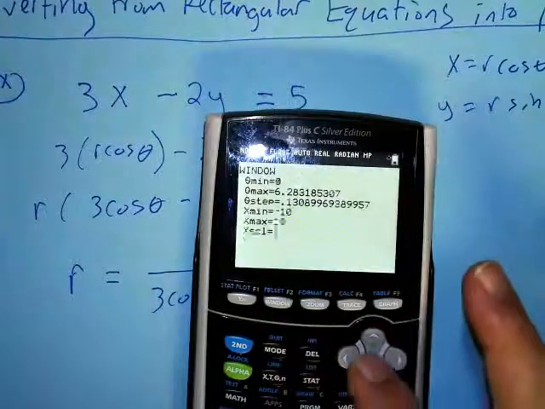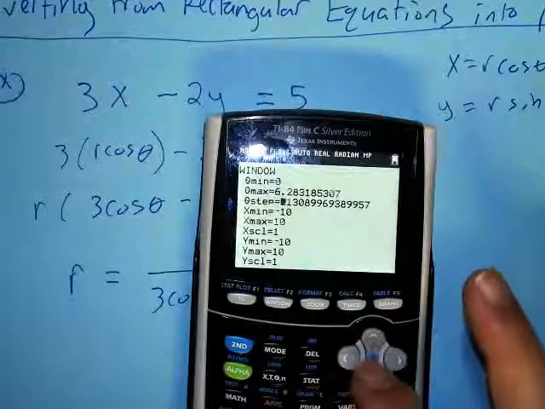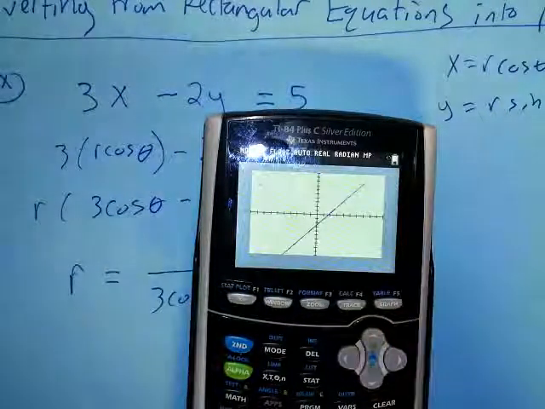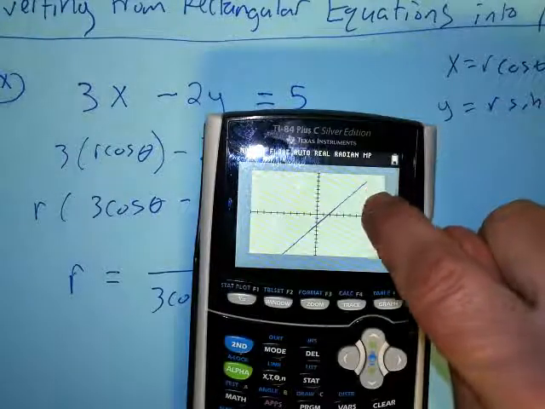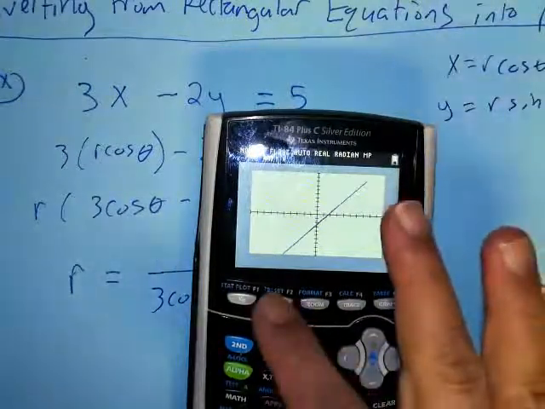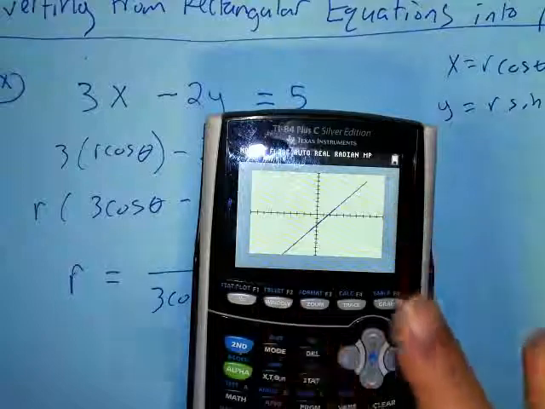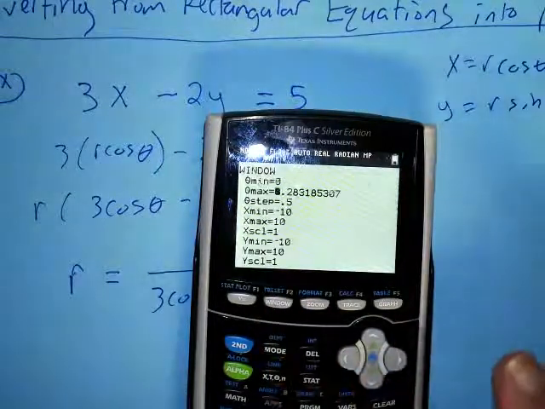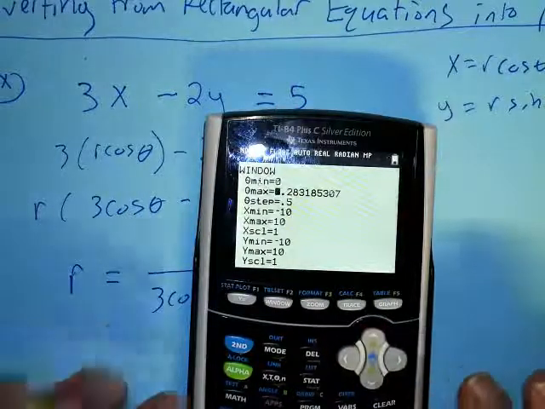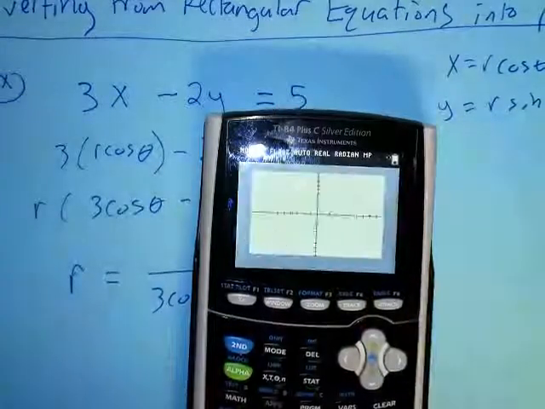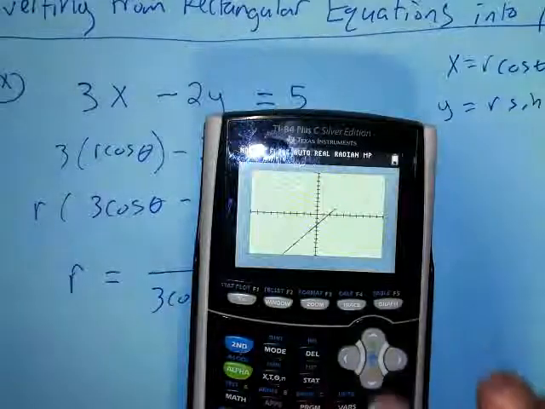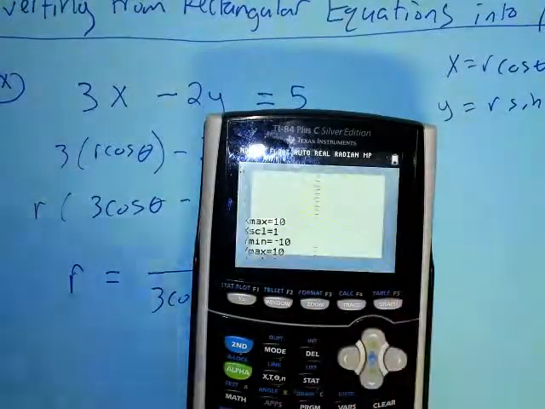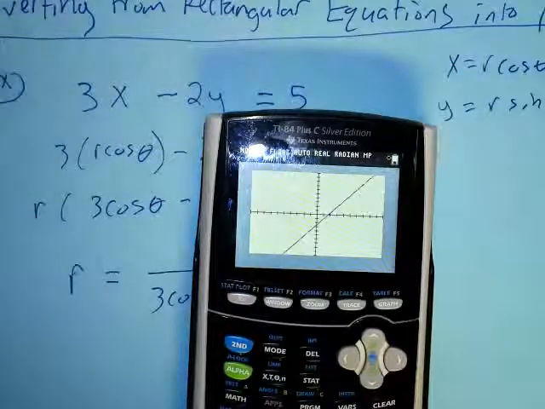Okay, but let me change my step to, I don't know, 0.5. It might not get all of it. Oops, see, it kind of stopped up there. And so you just got to be aware of that. So if I go, let's do 0 to pi and see what happens. See, I didn't get all of the line. Now if I change my step to 0.1, there I got all the line.